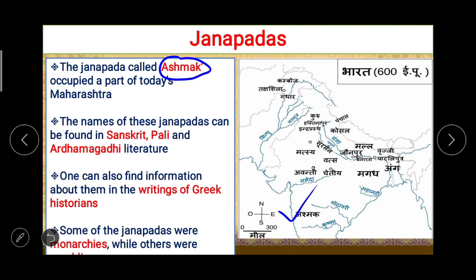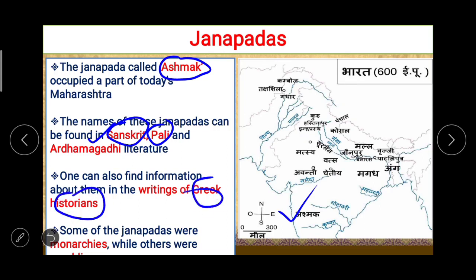The names of the Janapadas can be found in Sanskrit and in Pali and also in Ardha Magadhi literature. If we go through the literature of the Sanskrit language or of Pali or of Ardha Magadhi of that particular period, then one can find the names of these Janapadas. One can also find information about them in the writings of Greek historians.